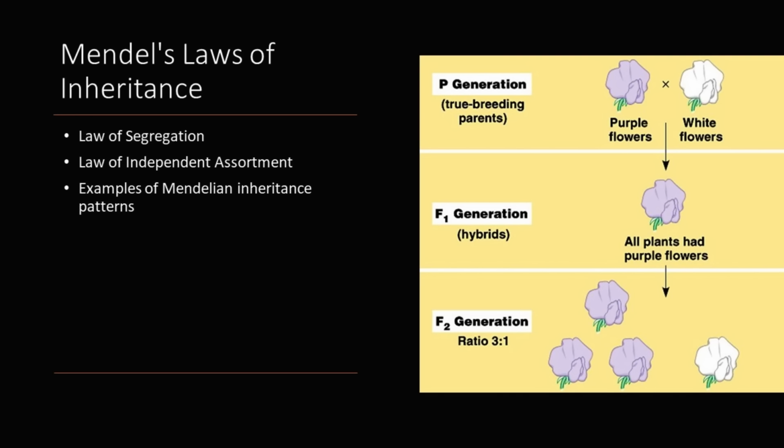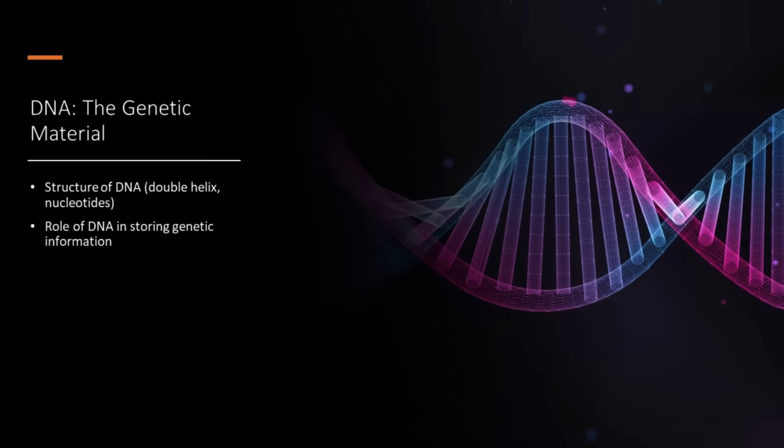Applications and exceptions. Mendel's laws provide a fundamental framework for understanding inheritance, but exceptions do exist, such as traits influenced by multiple genes, polygenic traits, or those influenced by both genes and the environment, multifactorial traits. Despite exceptions, Mendel's work laid the groundwork for modern genetics, guiding our exploration of the genetic basis of traits and diseases. Slide 4. DNA, the genetic material.